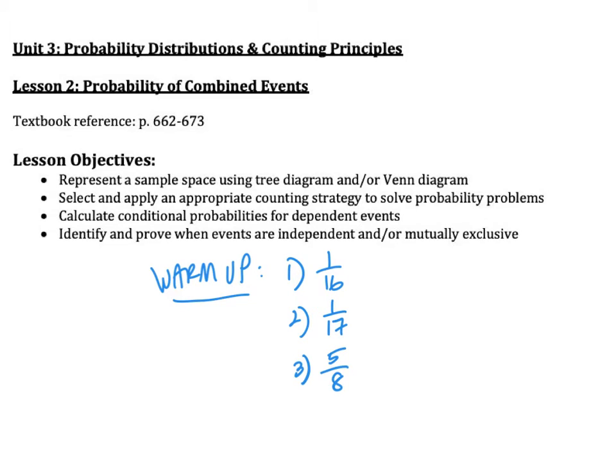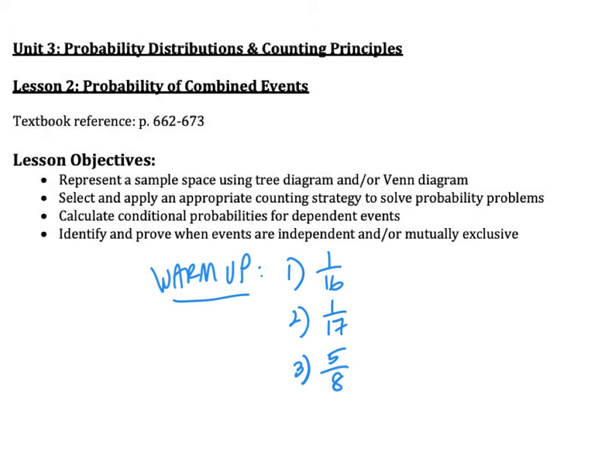Right, welcome to Unit 3, Lesson 2 about probability of combined events. You can see we have quite a lot of lesson objectives here. We want to talk about how to represent a sample space using a tree diagram or a Venn diagram. We're going to select an appropriate counting strategy to solve probability problems.